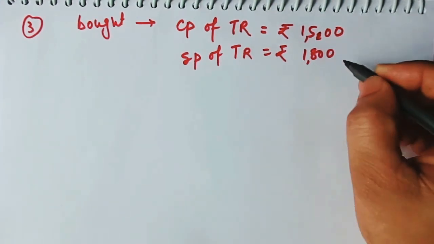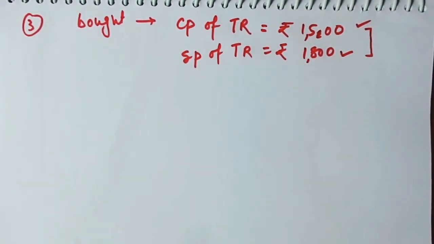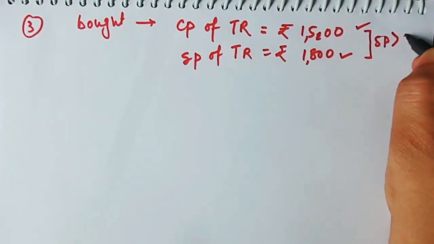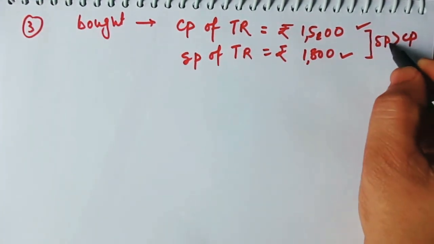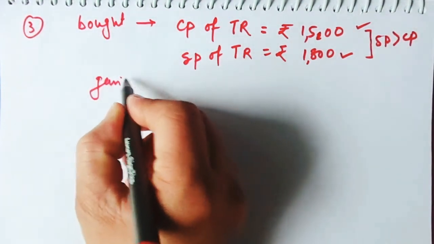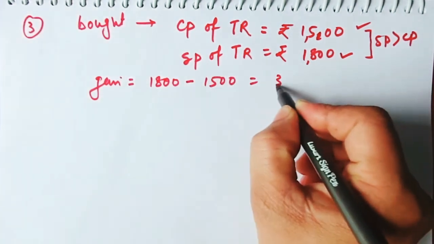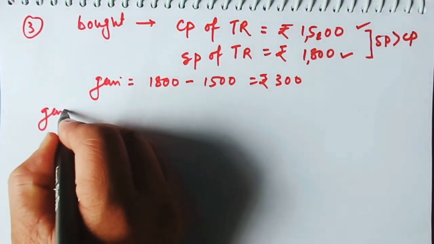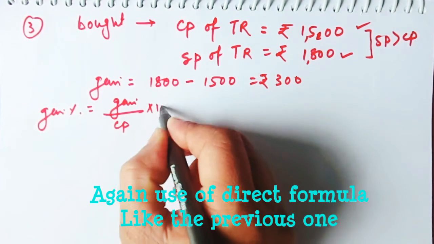The selling price of the tape recorder is given and the cost price is also given. So from here, if your eyesight is proper, naturally you can see that the selling price is bigger than the cost price. When it is bigger than the cost price, can't you find out the gain? So gain is equal to 1800 minus 1500, equal to rupees 300. So gain is equal to rupees 300. Now find the gain percent. Gain percent will be equal to how much? How to calculate? Gain by CP into 100.